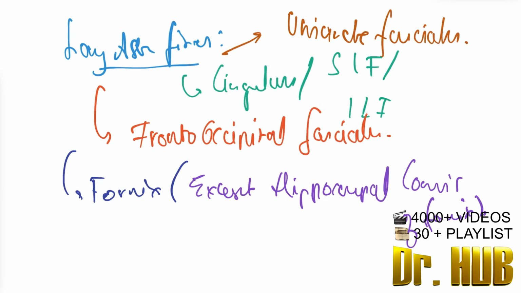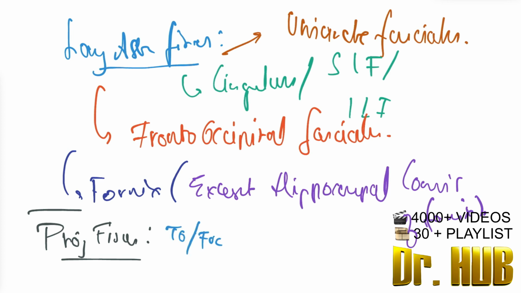Next we look at the projection fibers. Under the projection fibers, they are the fibers which pass to and from the brainstem to the cerebral cortex.